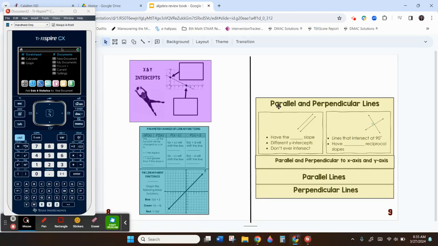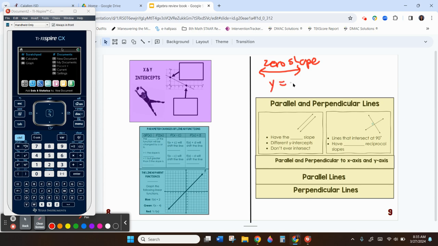Today we're going to go ahead and talk about parallel and perpendicular lines. Before we get started, let's go over what a line is when it's a horizontal line. Remember that if it's a horizontal line, your slope is going to be 0. So I'm going to write 0 slope. You need to write this down at the very top of your book.